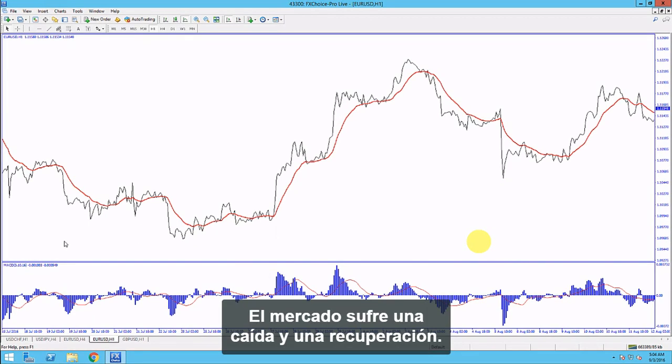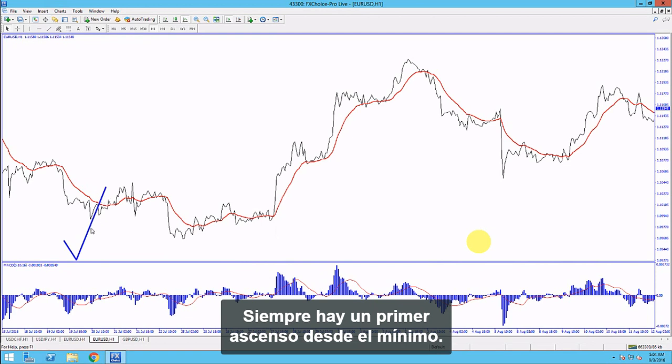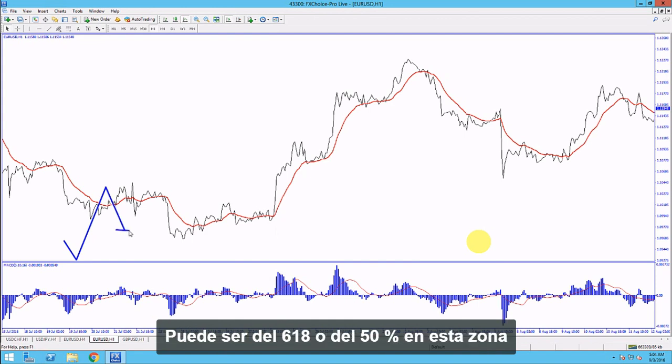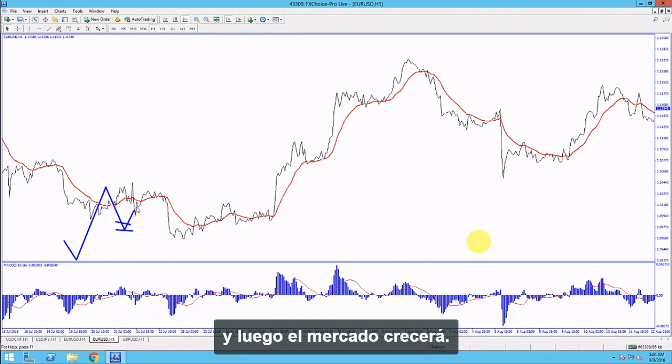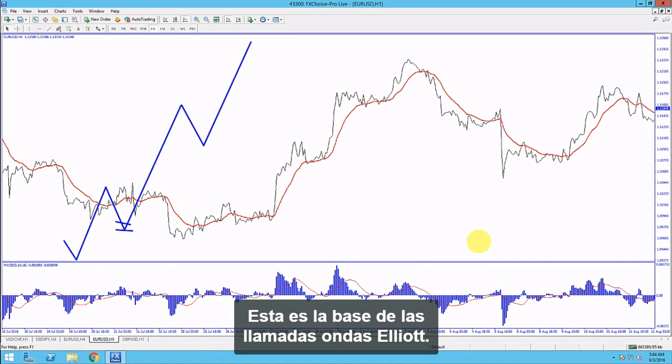So, market has a move down and then a move up. Okay, they always have that first leg up off the lows. Then in normal Elliott wave, you would get a deep retracement. It may come 618, it may come 50%, anywhere in that zone. And then the market will expand. This leg right here, and then it will come down one more time and then expand up. So this is the basis of what we call an Elliott wave.